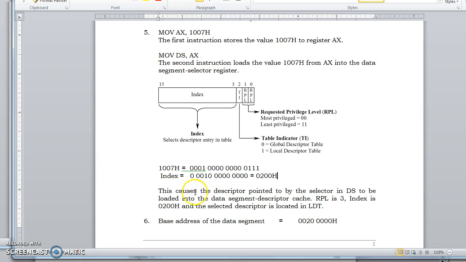So this causes the descriptor pointed to by the selector in DS to be loaded into the data segment descriptor cache. RPL equal to 3, index is 200H, and the selector descriptor is located in the LDT. Because TI is equal to 1, the selector descriptor is located in the LDT, the local descriptor table.